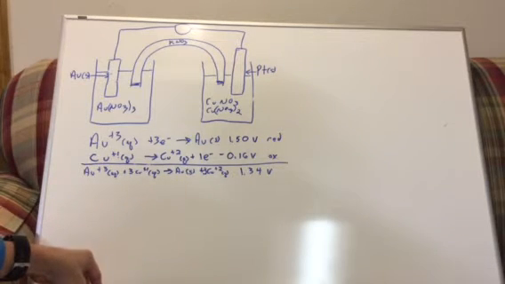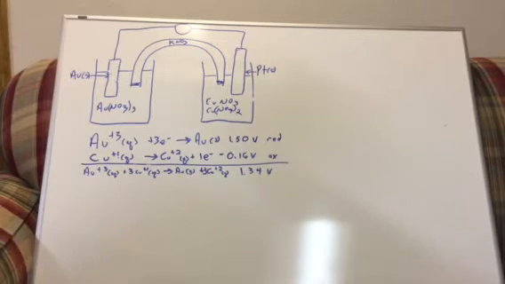Okay, so in letter D, it says, after the cell is operated for 30 minutes, 0.185 grams of gold has deposited on the gold electrode. Calculate the number of moles. I won't write that down. You know how to do that. 0.185 grams divided by 196.97 grams of gold to 1 mole.